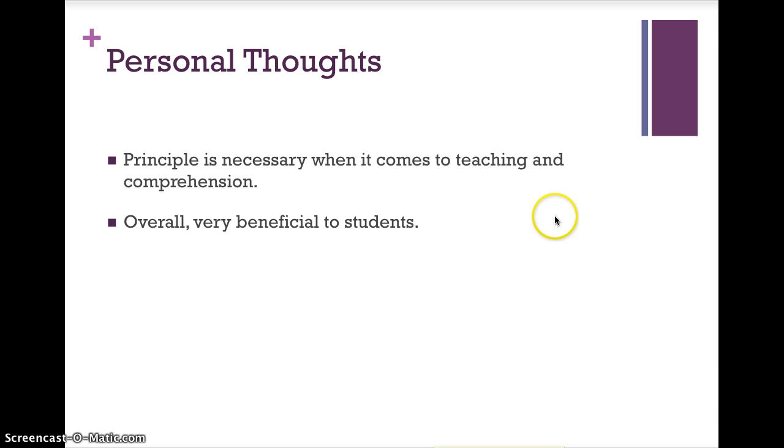So before I begin, I want to share some personal thoughts. I think this principle is really necessary when it comes to teaching and comprehension because it creates a lot of understanding for the students, and it's a great way for teachers to engage the students in what they're actually saying.